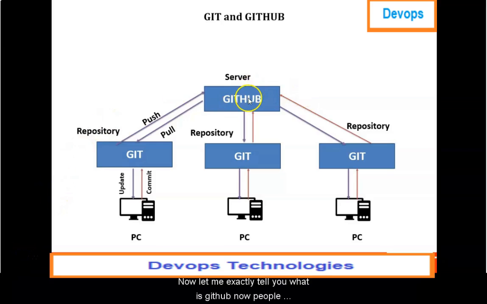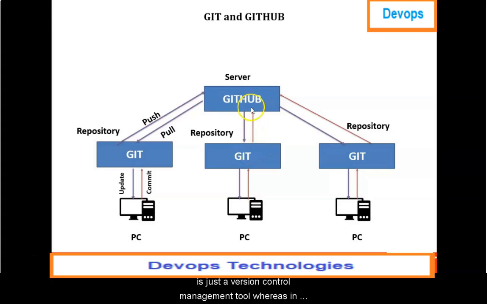Now let me exactly tell you what GitHub is. People actually get confused between Git and GitHub. They think that it's kind of the same thing, maybe because the names sound very alike. But it is actually a very different world. Git is a version control tool that will allow you to perform all these kinds of operations to fetch data from the central server and to push all your local files into the central server. So this is what Git will allow you to do. It is just a version control management tool.